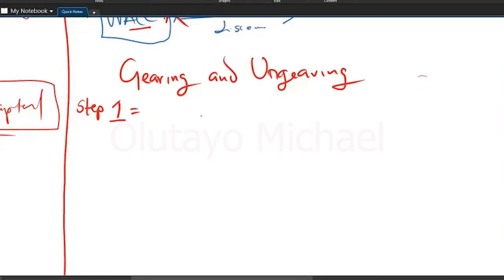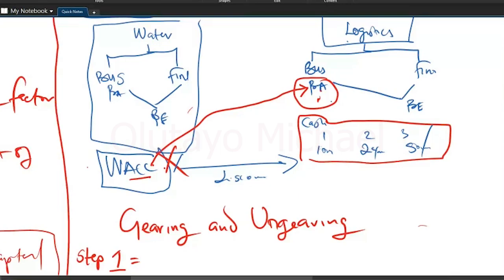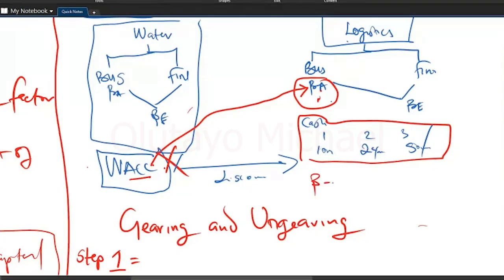Step 1, maybe when I get to this company, for instance, I want to use Coca-Cola as a case study. I get to Coca-Cola, I am seeing their beta to be 0.44. Of course, I know this beta is beta of equity. And what do I need, class? I need beta of assets.